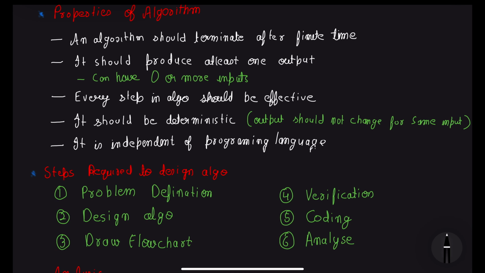Third one is every step in the algorithm should be effective. It should not have any repetition or redundant code. We can take an example x equal to x into 1. So this is x itself, so this code does not have any significance, so this code is redundant. Fourth one is an algorithm should be deterministic. This means that the output should not change for the same input. Last one is it is independent of programming language. Once the algorithm is designed, then it should be flexible enough to be implemented in any programming language.